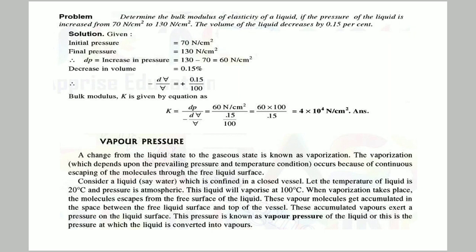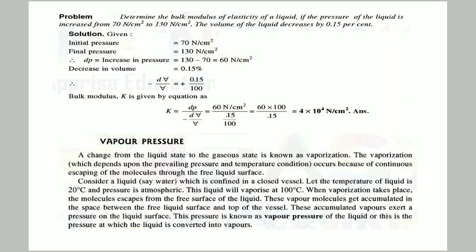So let's see some problem here. Determine the bulk modulus of elasticity of a liquid if the pressure of the liquid is increased from 70 Newton per centimeter square to 130 Newton per centimeter square. The volume of the liquid decreases by 0.15%. Now the initial pressure here is 70 Newton per centimeter square, and we have increased the pressure, and the final pressure is 130 Newton per centimeter square. We need to find dP, that is increase in pressure, which is 130 minus 70, and we get 60 Newton per centimeter square.